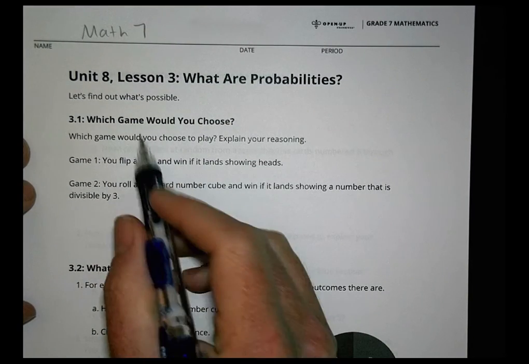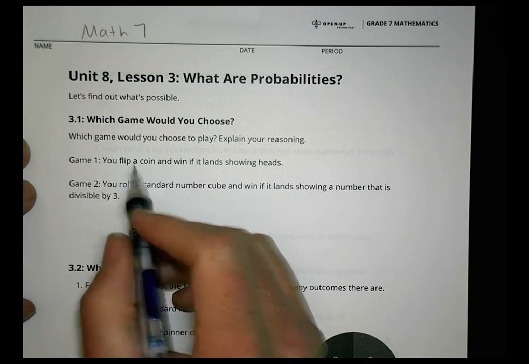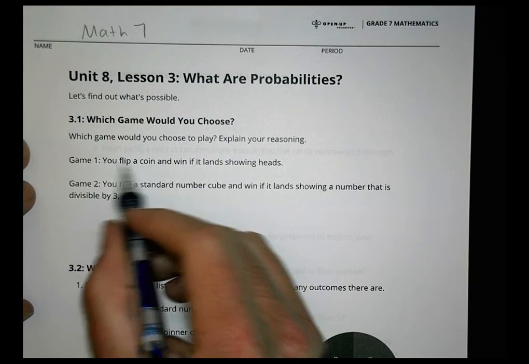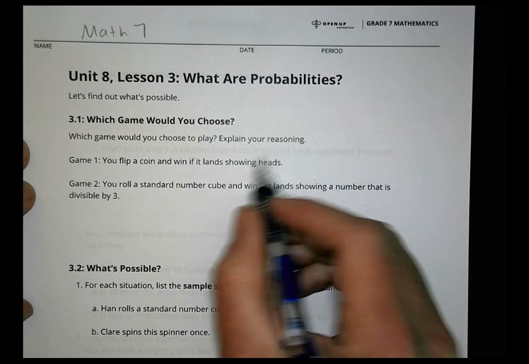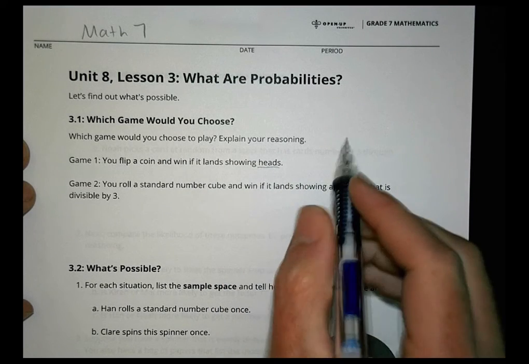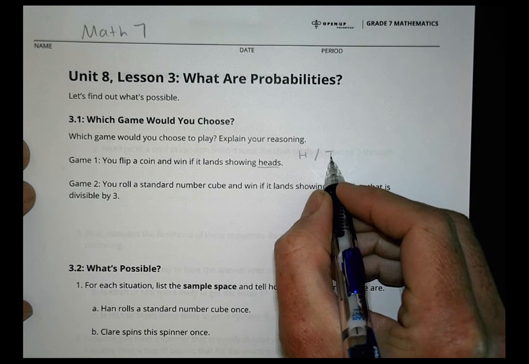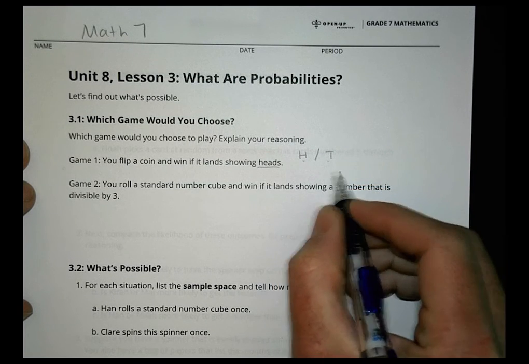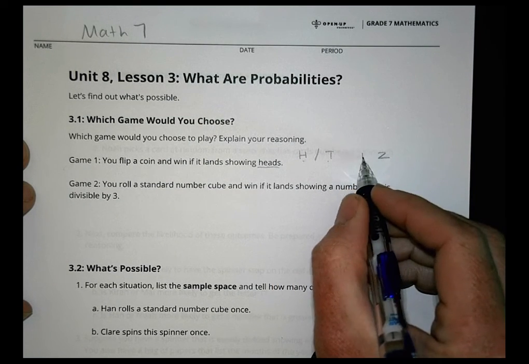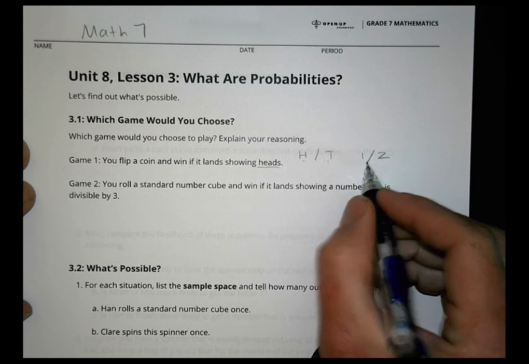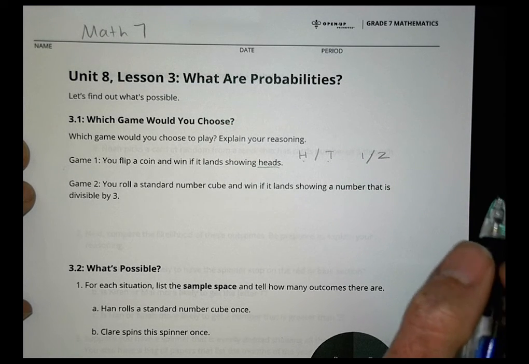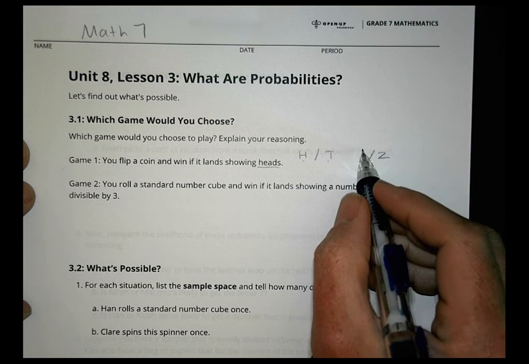Alright, so first of all, we have this question that says, which game would you choose? So here are two games. In one game, you flip a coin, and you win if it lands showing heads. We know that when you're flipping a coin, you have heads and you have tails, which means there are two total options, and you have a 1 out of 2 chance of getting a head.